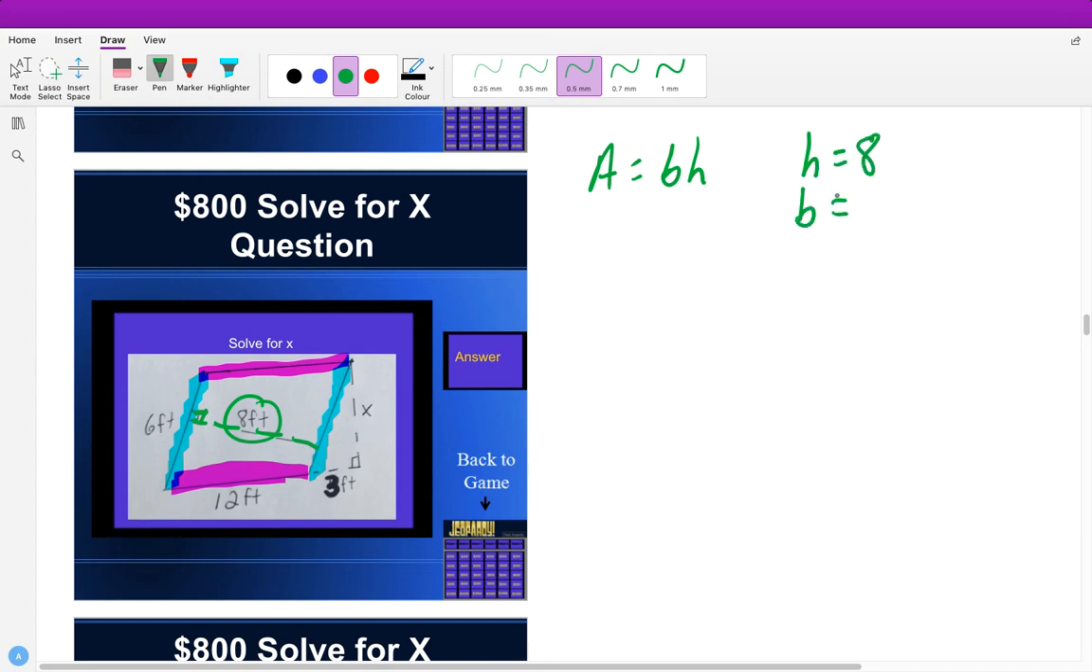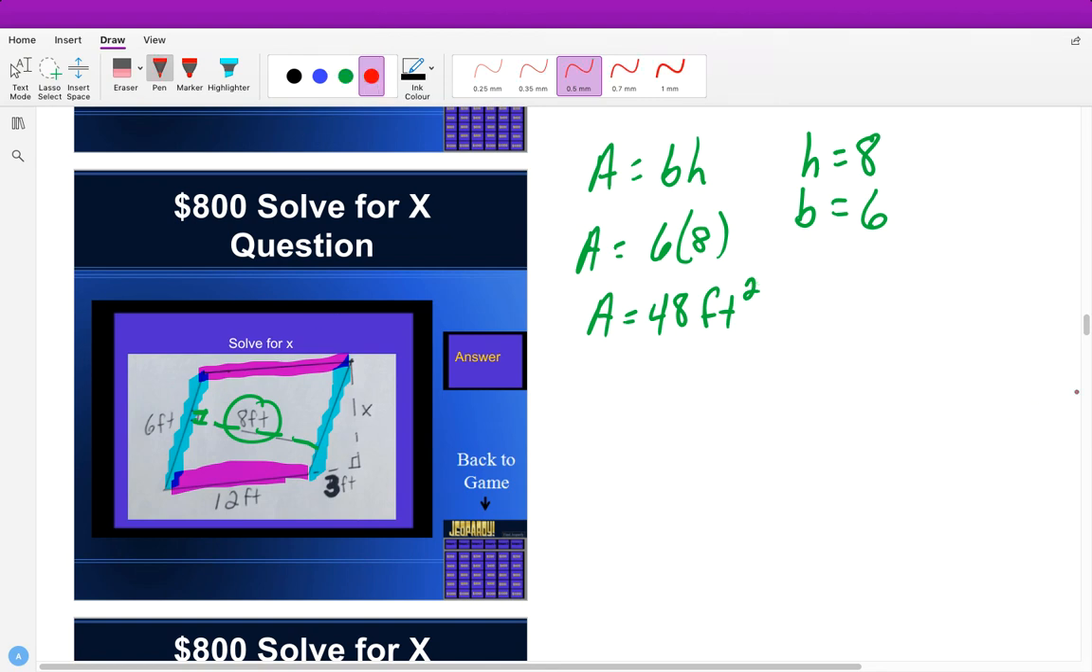Well, what is the base equal to when my height is 8? Well, this green line is connecting the two blue bases, so that means when our height is 8, our base is 6. So then that means our area of this parallelogram is 6 times 8, which is 48 feet squared. So now I know the area of this parallelogram.